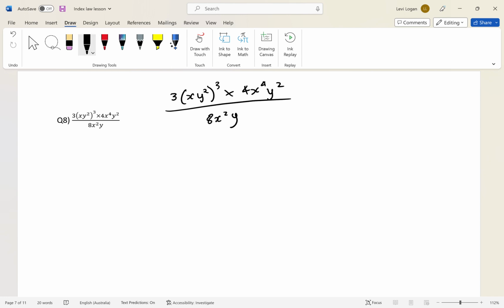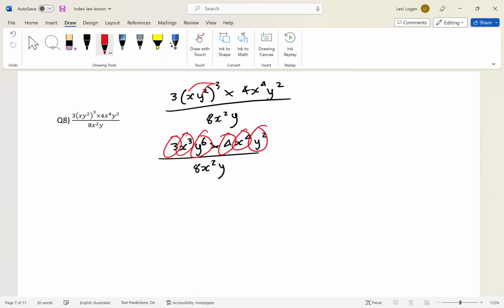Alright, so straight off the back, I'm not going to write out the laws anymore because I'm pretty sure you guys should know them or you've written them down somewhere because I'm sick of writing them out. Alright, we're going to distribute our 3 here and here. So we're just going to deal with the top of the fraction first. We're going to have 3 to the x to the 3 times y to the 6, yep, that's all good. Those are 4y squared all over 8x squared to the y. Alright, we're going to deal with our numbers first, and then our x's, and then our y's, okay?